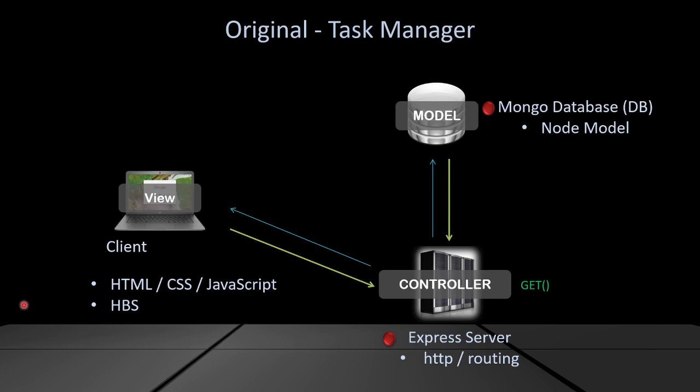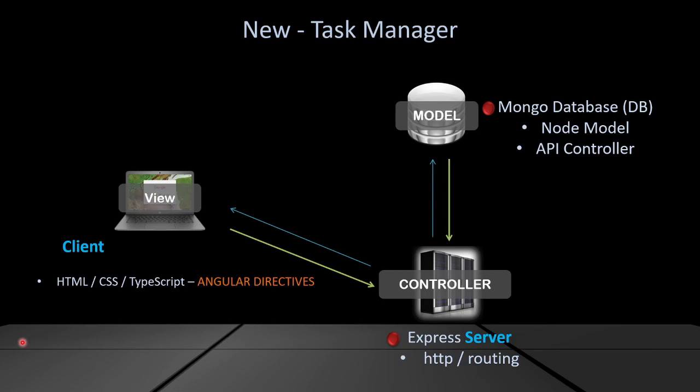Okay, so what we're doing is a little different, obviously, with Angular right now. We still have our Mongo, and we've got our node model, and we've got this Express, which is our server, and our view is the client. In this particular case, we've got in our client these Angular directives that we're going to use.